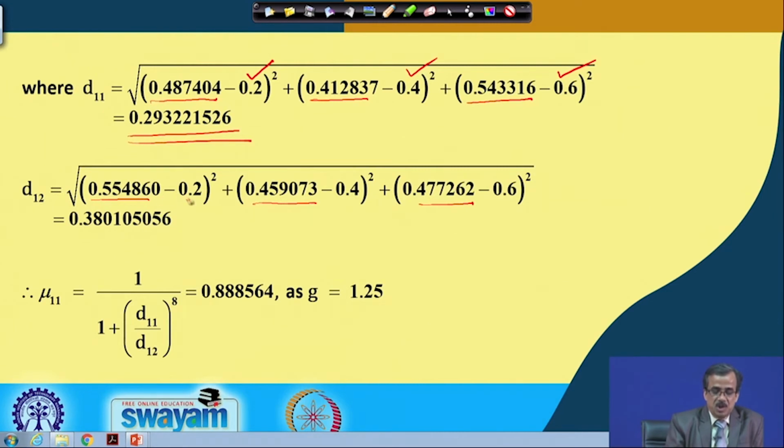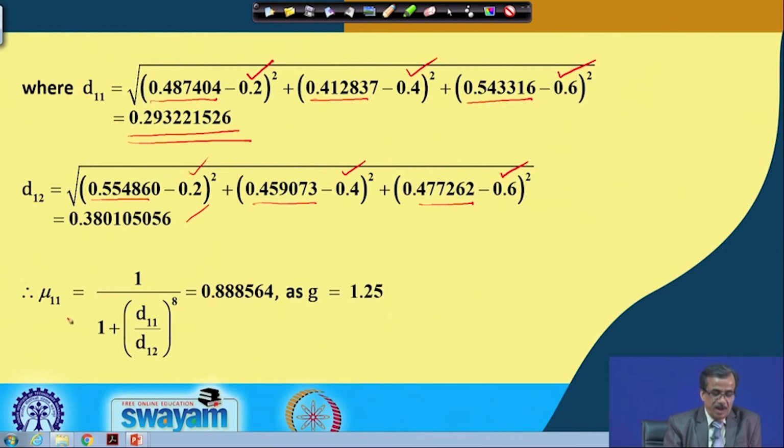And this minus 0.2 squared, this minus 0.4 squared, this minus 0.6 squared, and these 0.2, 0.4, 0.6 are the dimensions of the first data point. So out of those 10 data points, these are the coordinates of the first data point. So very easily I can calculate d12, and that is nothing but 0.380105056.